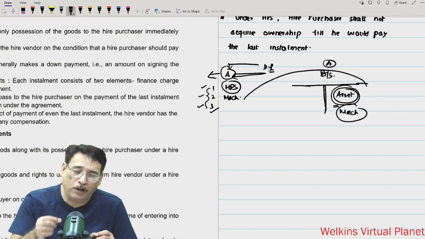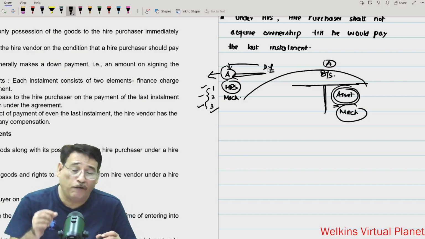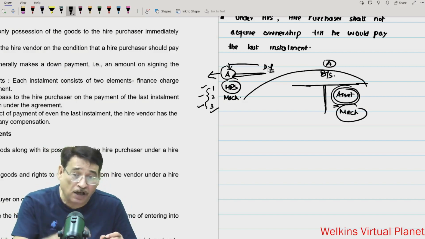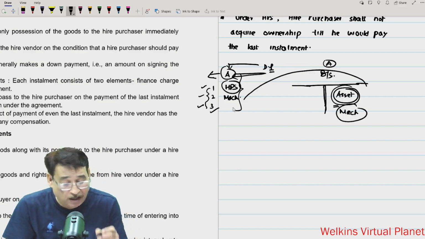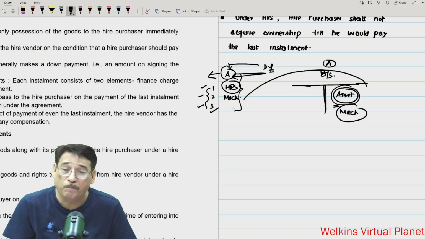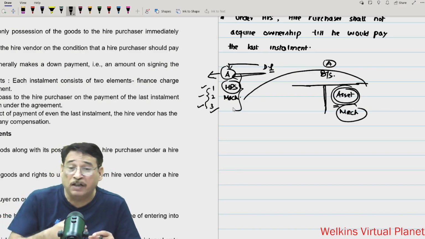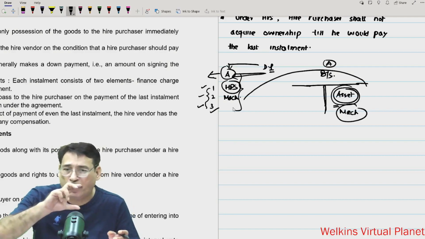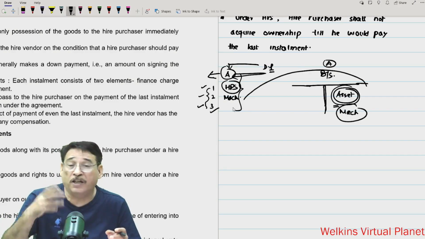But if we look deeply into it, in real terms, who is using the asset? Mr. A is using the asset. Because in reality, the owner is actually Mr. A because he is using the asset, even though in legal terms he may not be the owner, but in real terms he is the owner.